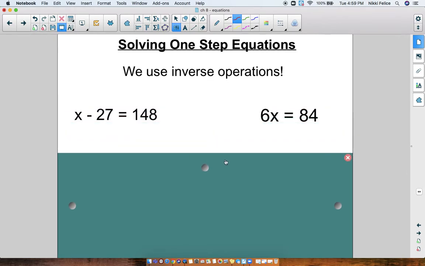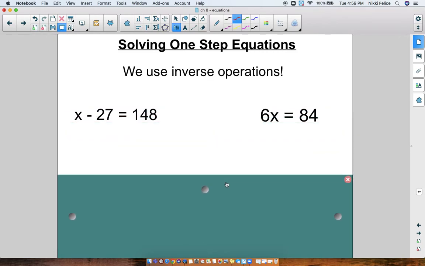Okay, so let's take a look at our two example problems here. We have two one-step equations. These are one-step equations because there is only one operation in each equation. This is a subtraction problem, and this 6x, that's multiplication.